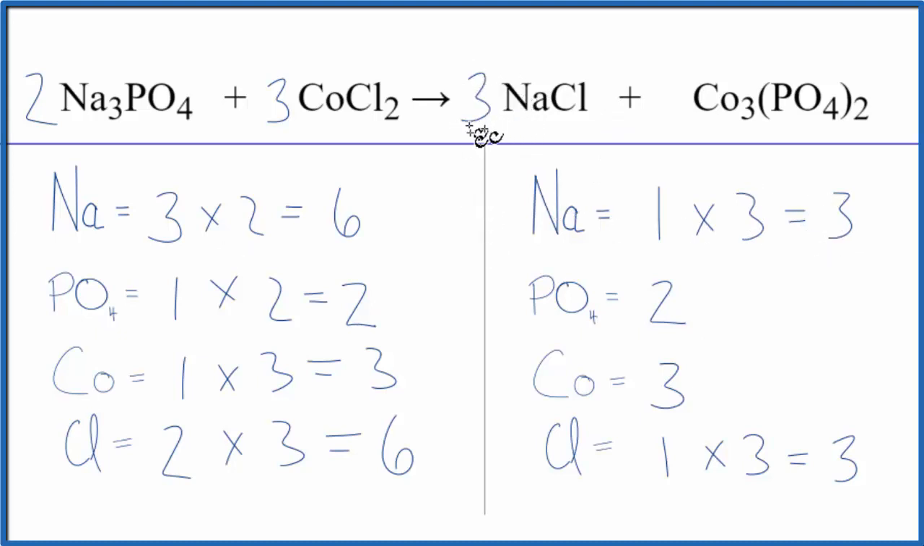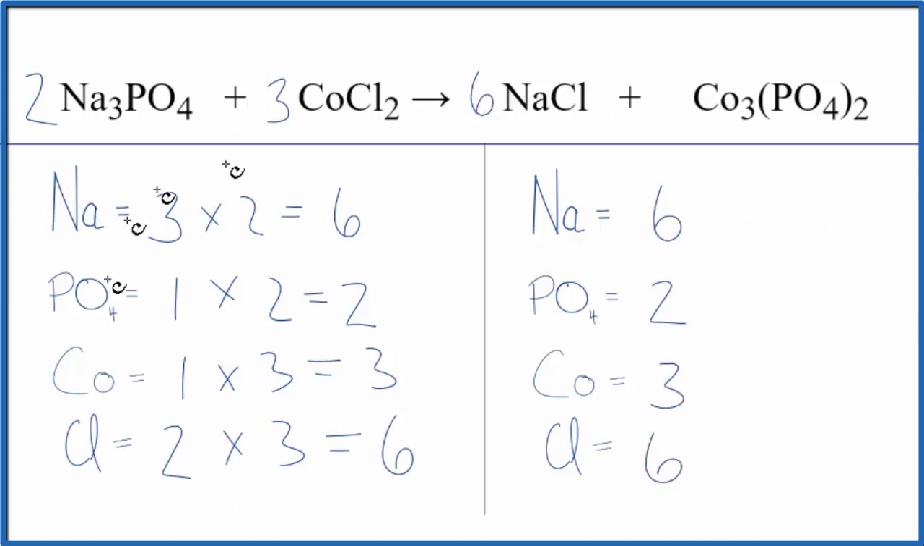So let's change this to a 6. So I put a 6 in front of the NaCl. 1 times the 6, that's 6 sodium atoms. Those are balanced. Chlorines, 1 times 6 gives me 6 of those, and everything is balanced.